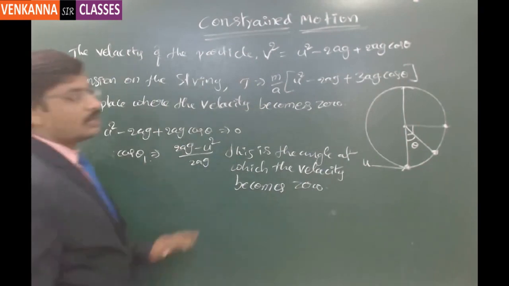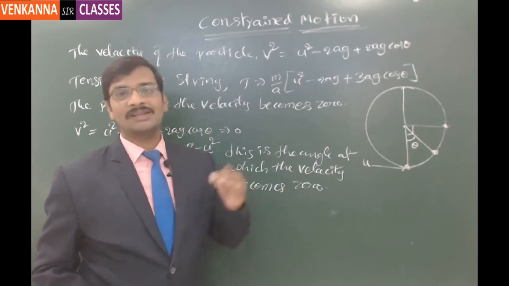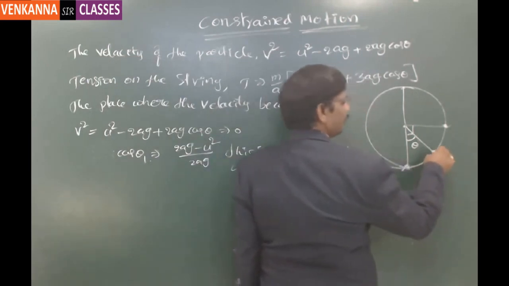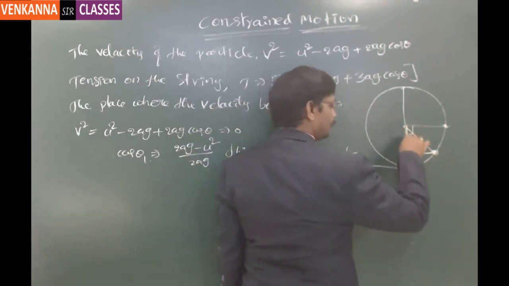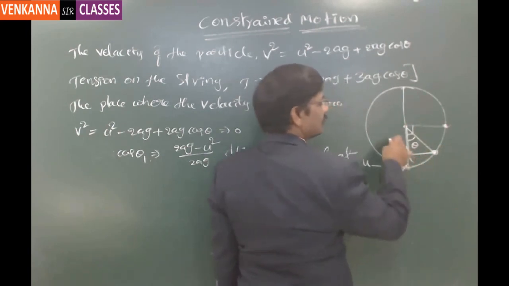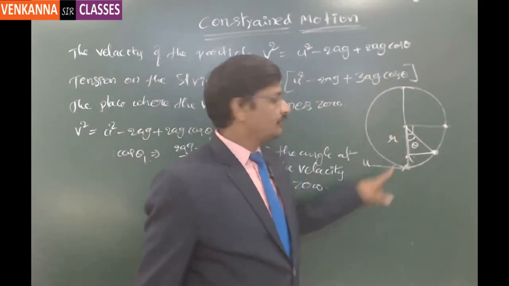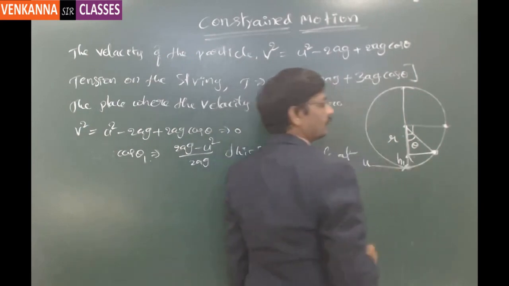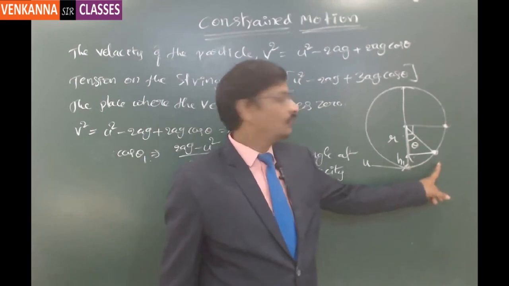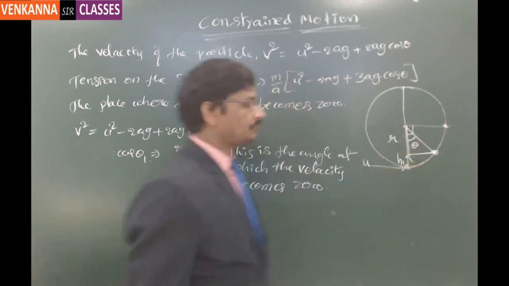Now if I want to find out the height rather than the angle theta, finding the height of the particle where the velocity is becoming zero is more meaningful. Let us say the particle has a velocity of 0 at this location. Then this is the height of the particle from this location, and r is the radius of the circle. At this height of h1, the particle has 0 velocity. This height can be calculated by r minus r cos theta.